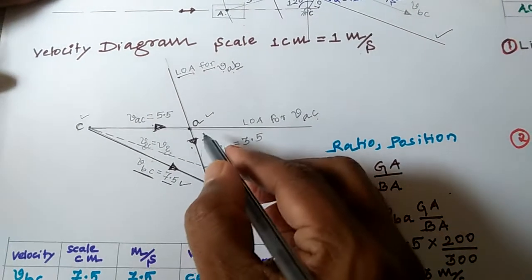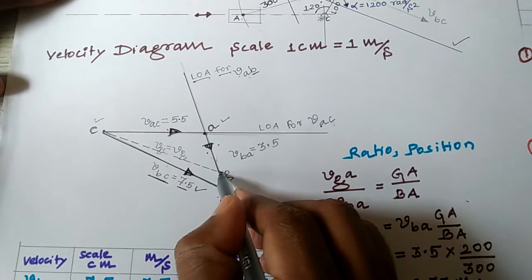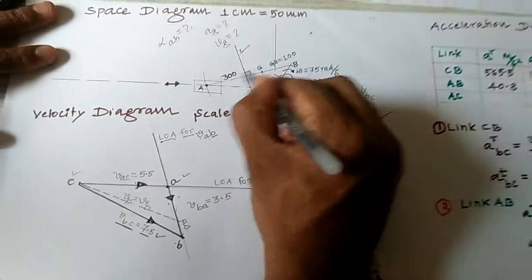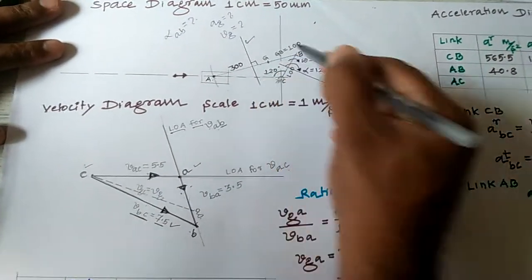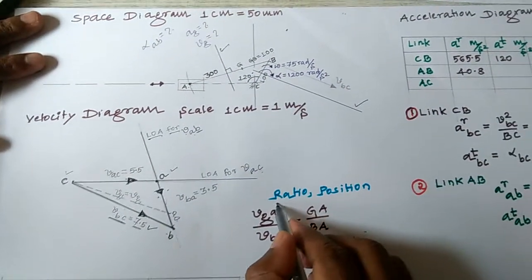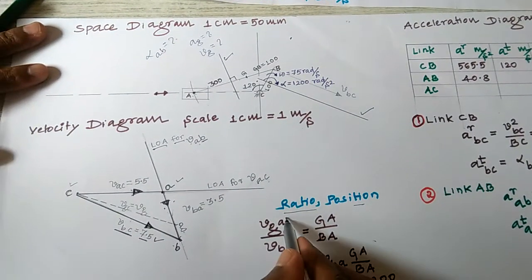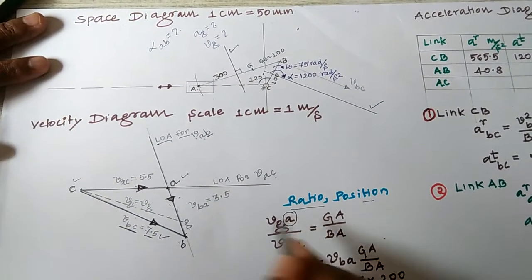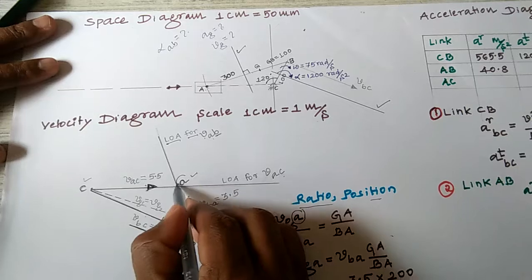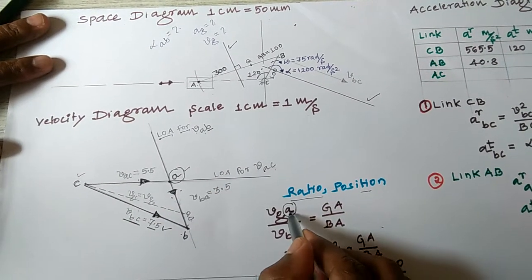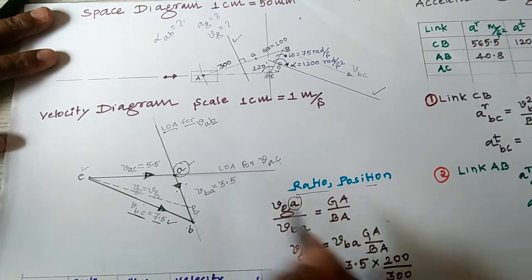Then once again you have to find the G point, because the G point is on AB. You have to find the G point by the ratio method. I have written here also the velocity of G with respect to what? I will measure with respect to the A point. Clear? This is important. That's why I have taken the velocity of G with respect to A.